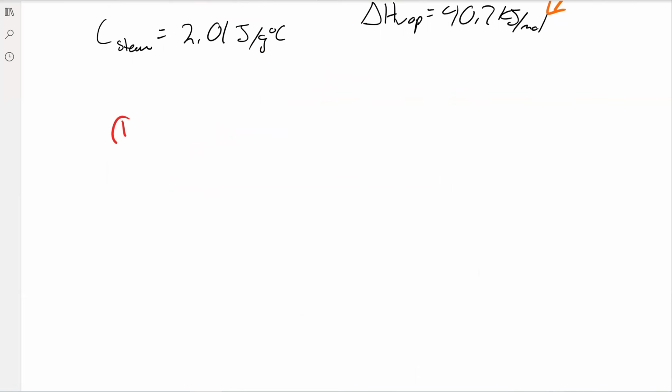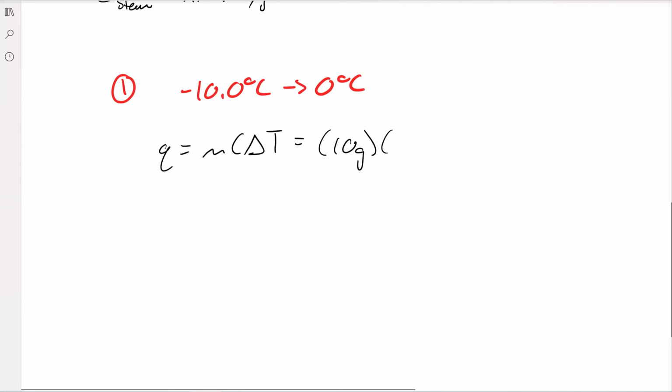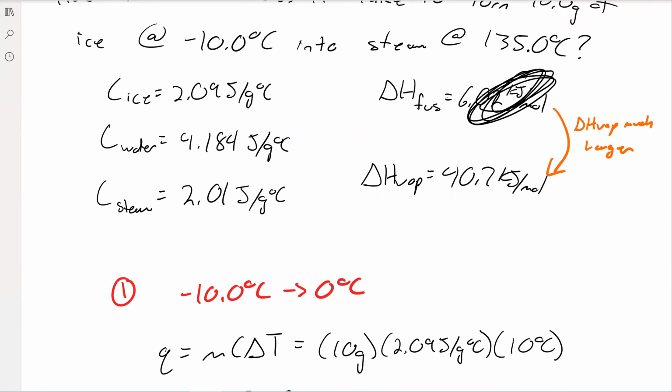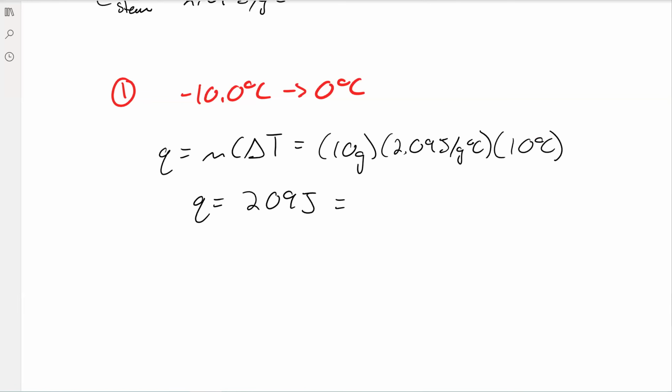Step 1, you're going from negative 10.0 degrees Celsius to 0 degrees Celsius. You would use your Q equals MC delta T and plug in your values. You have 10 grams of ice. The ice has a specific heat of 2.09 joules per gram degree Celsius. Your delta T here is 10 degrees Celsius because it's the difference between your two temperatures. Your Q here will be equal to 209 joules. But note that the enthalpy values are in kilojoules. You can pick either unit that you want, but you've got to keep track of them. Generally, they're going to be written as kilojoules. So this is equal to 0.209 kilojoules.